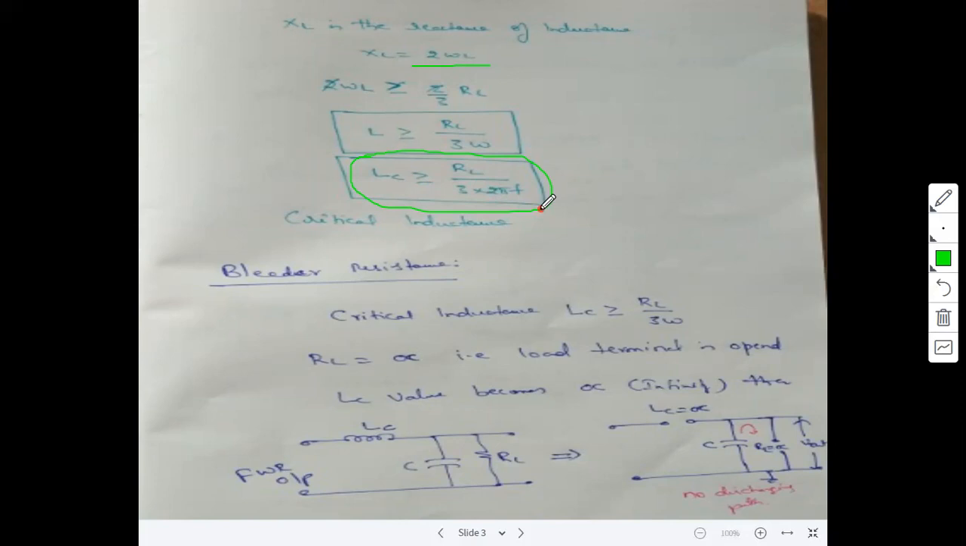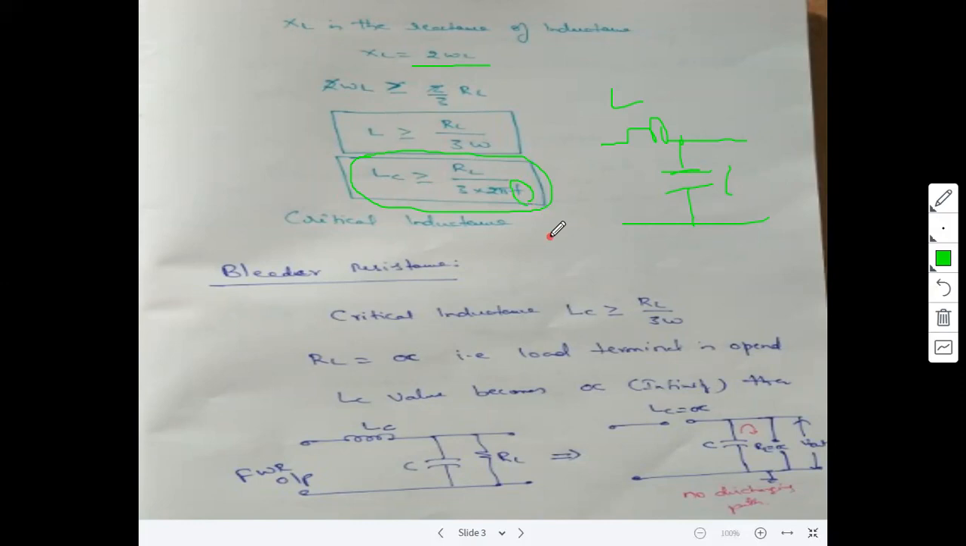Okay, when we design a filter circuit using an LC filter, this is an inductor and this is a capacitor. How to design the inductor? By using this: LC greater than or equal to RL by 3 into 2 pi F, where F is the input signal frequency, typically 50 Hz.